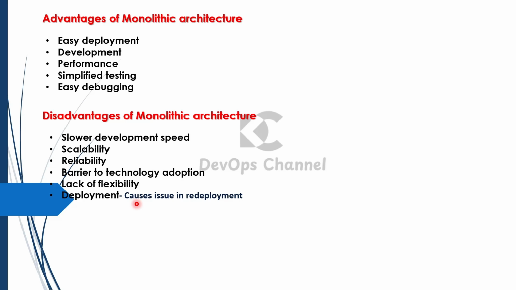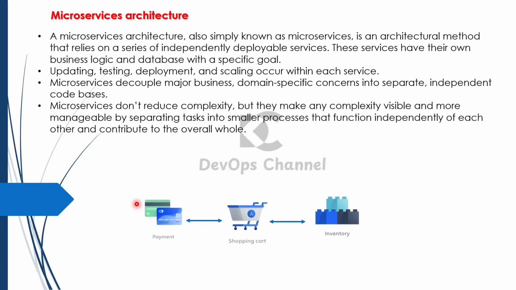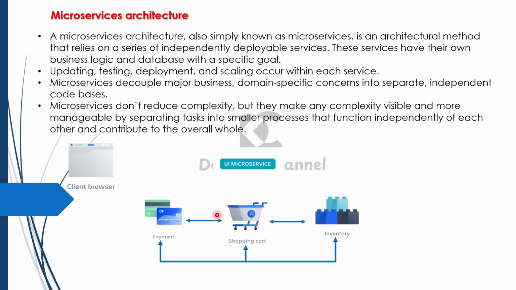Now, on the other hand, if you talk about microservices, suppose there are three sub-services in here: payment, shopping, and inventory. They are also connected with each other, and each of them has its own services in place. They will be managed by what is called a UI microservice, basically, which will manage each of them individually. Whenever the client makes a connection, it will get connected to the particular microservice for the sub-services.